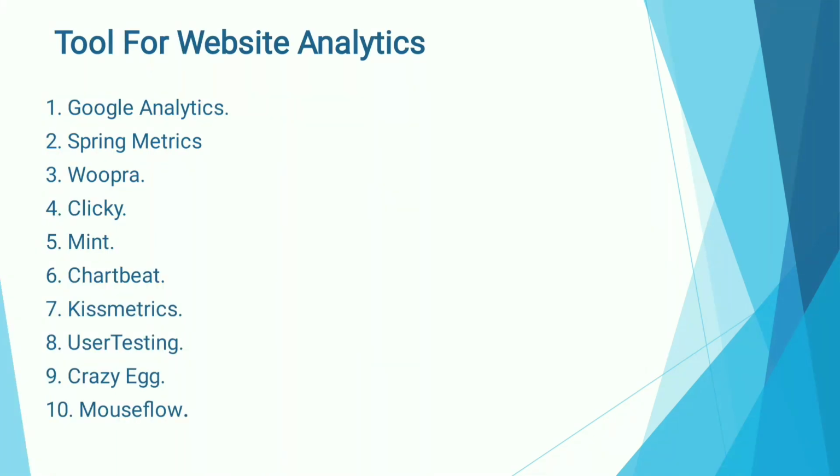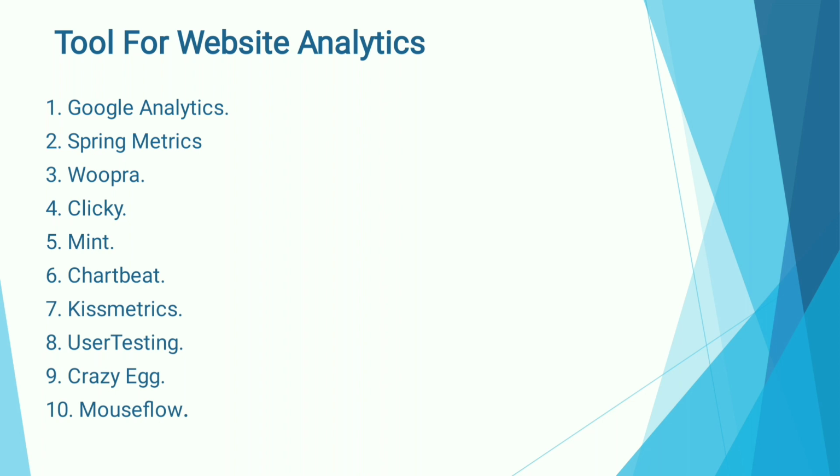We have 10 important tools for website analytics. We see them one by one. First one is Google Analytics. Google Analytics is one of the best free tools that any website owner can use to track and analyze data about web traffic. Second one is Spearmetric.